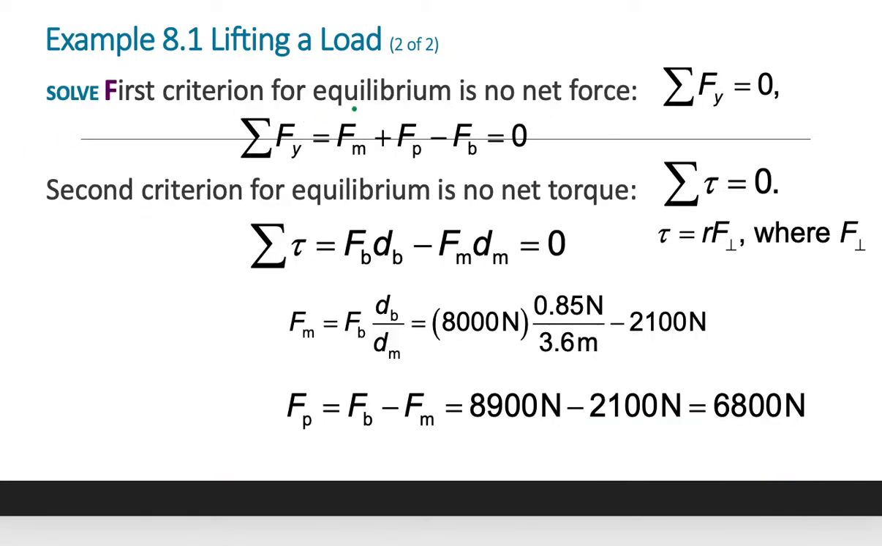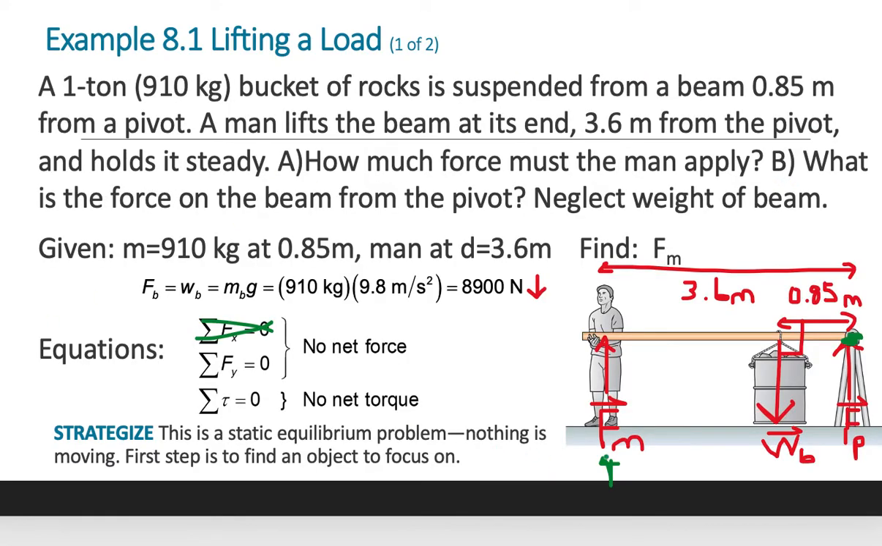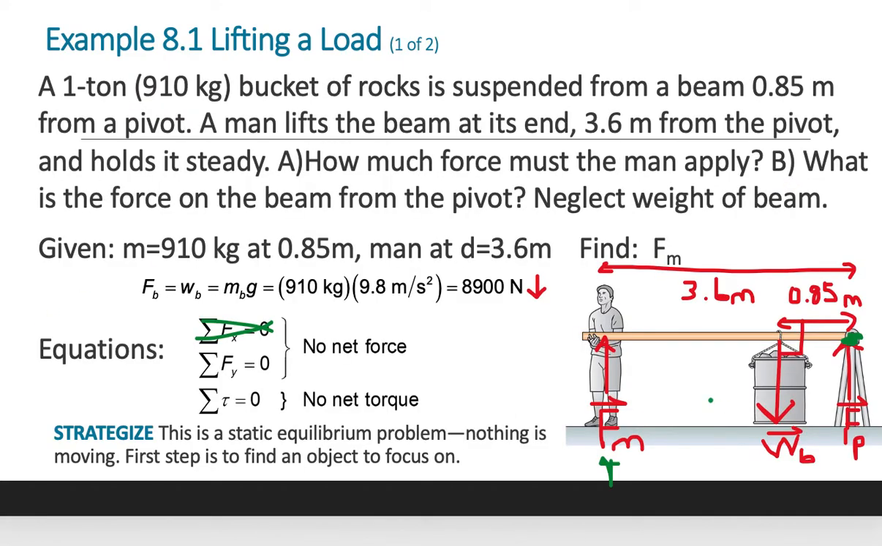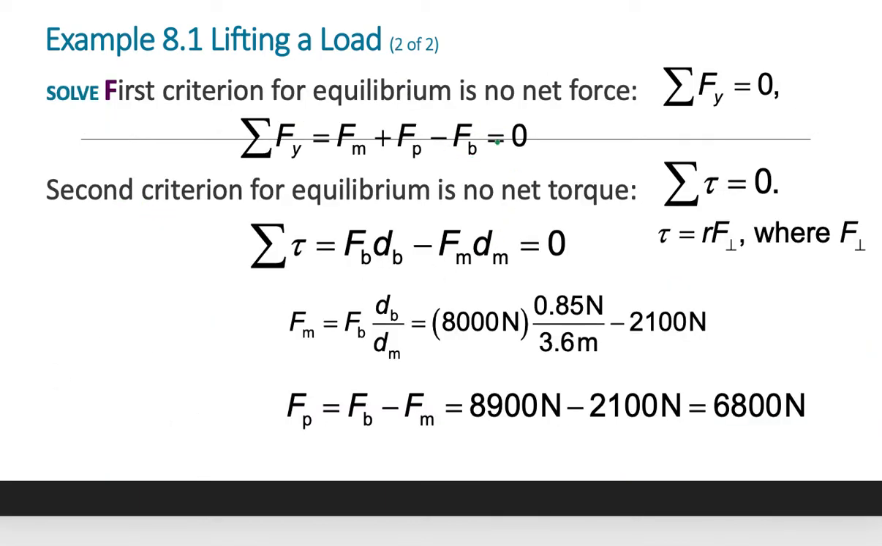The first criterion for equilibrium is no net force, so we look at the sum of the forces in the y direction and set it equal to 0 because nothing's moving. What we have going up is the force of the man and the force of the pivot, and they're both positive. What's subtracting down is the force of the beam and the bucket, and we set that equal to 0. We'll call that equation 1. The second criterion is sum of the torques must equal 0. We'll call that equation 2.